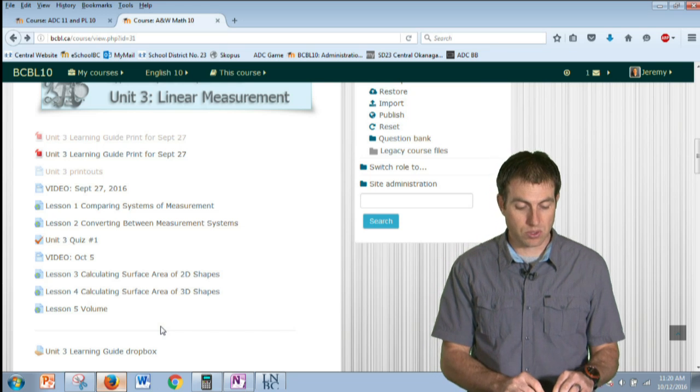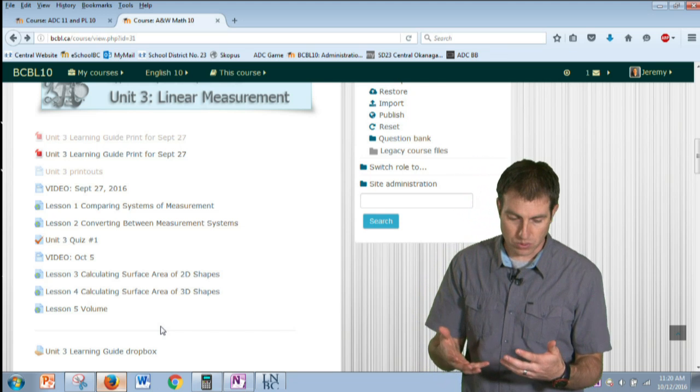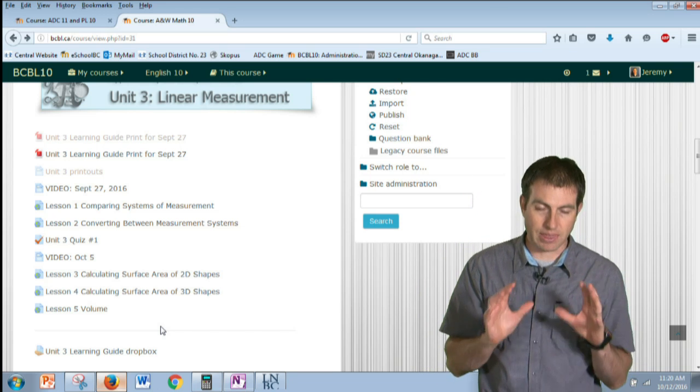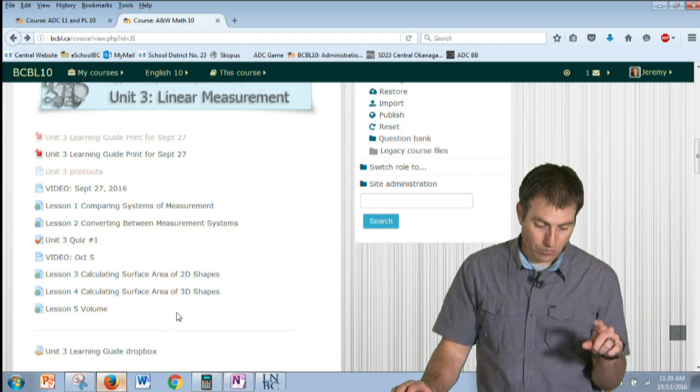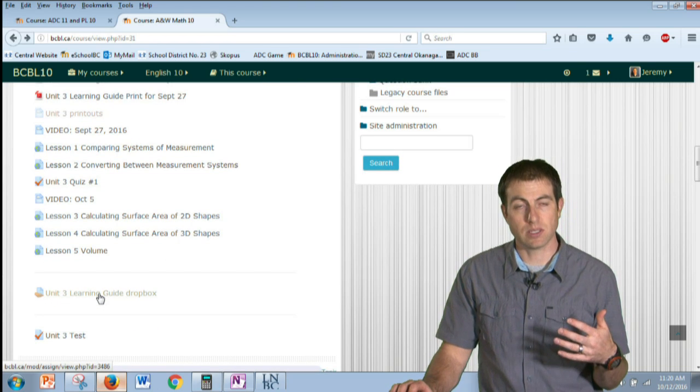So if you're having issues submitting one file, let me know. I will walk you through the steps. But I think you guys should be okay. So Unit 3 Learning Guide Dropbox. This is where you're going to submit this learning guide.